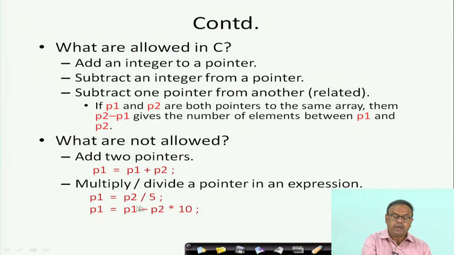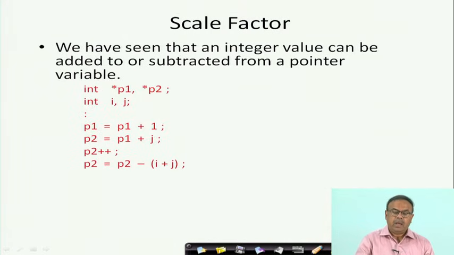Multiply or divide a pointer in an expression, that is also not allowed. You cannot multiply, you can just add an integer, subtract an integer, or subtract one pointer from another. These 3 you can do. And here is something which is known as a scale factor. Let us see whether you understand this or not.